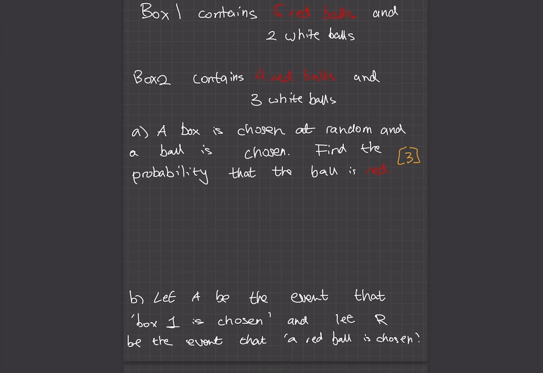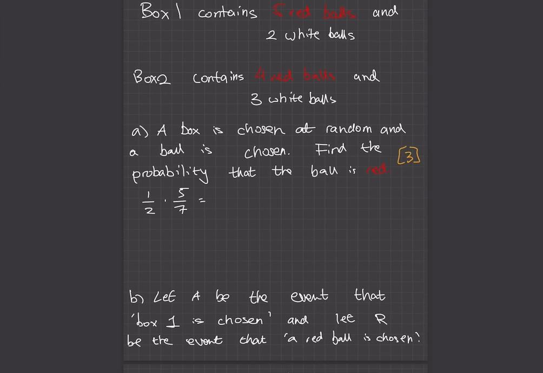In probability, I always recommend thinking about the different cases, about what could have happened. When we pick a box, we either pick box 1 or box 2. Let's say we picked box 1. What's the probability we pick box 1? It's 1/2. And then, if we've picked box 1, what's the probability we pick a red ball? There are 7 balls, 5 of them are red, and there's 7 in total. So this is the probability of box 1 intersection red ball.